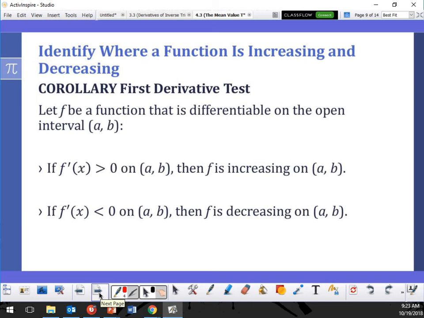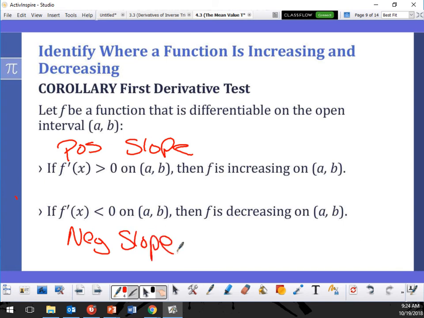Identify where it is increasing and decreasing. So let f be a function that is differentiable on the open interval from A to B. Where f prime of x is greater than 0 on that interval, it is increasing, right? If it's greater than 0, that's a positive slope, and a positive slope is increasing. Where f prime of x is less than 0, it is decreasing, so that means it's going to be a negative slope. That's what it's asking for.